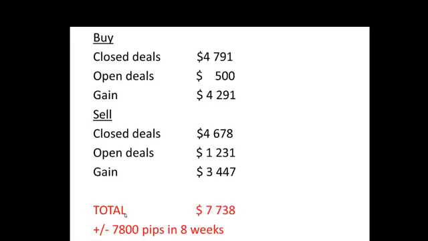3,447, making it a total gain of 7,738, which is roughly, and it's most probably closer to 8,000 pips in 8 weeks. So that's an average of 1,000 pips a week. Pretty powerful stuff, and it's all as a result of the multiplier effect, closing more deals than is needed to finance the open deals. That is the whole crux of the grid trend multiplier system.